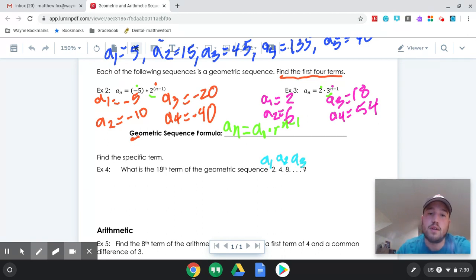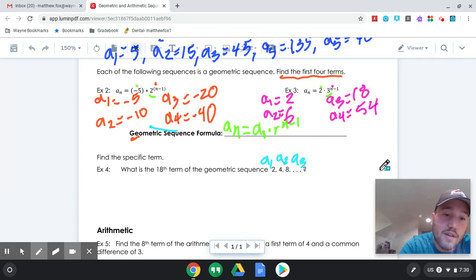Now, first off, we could just figure out what our common ratio is and write it out all the way until we get to the 18th term. But it's going to be a lot of work and a lot of spots for us to make a mistake. Instead, I think the better idea, let's use this geometric sequence formula, and we'll write our own for this example.